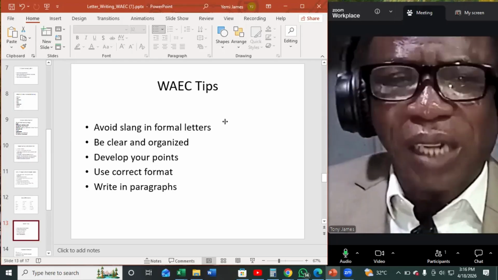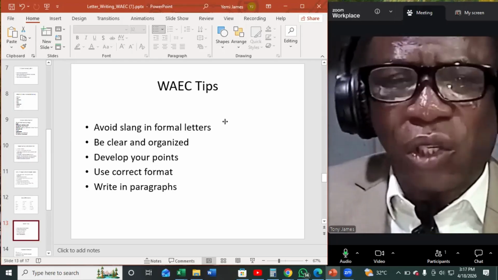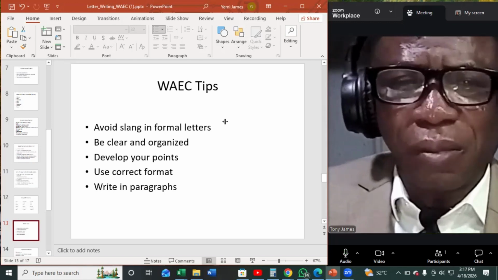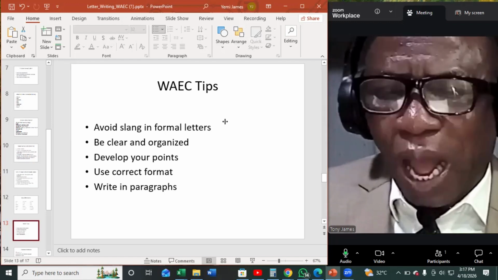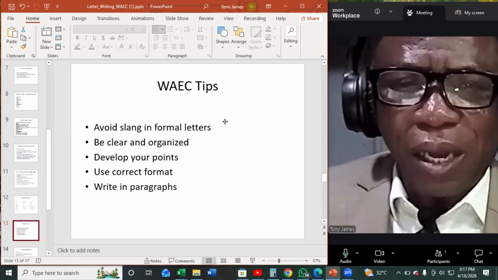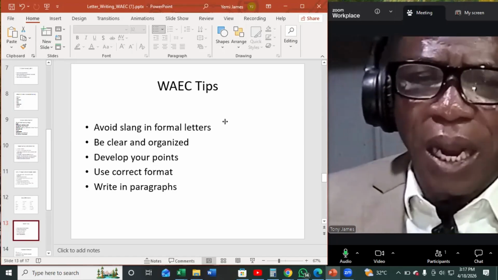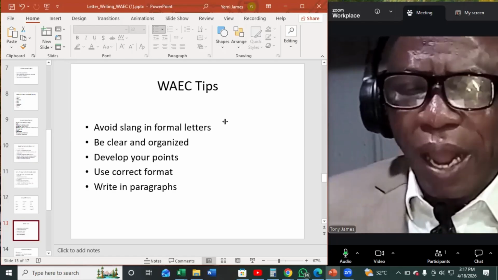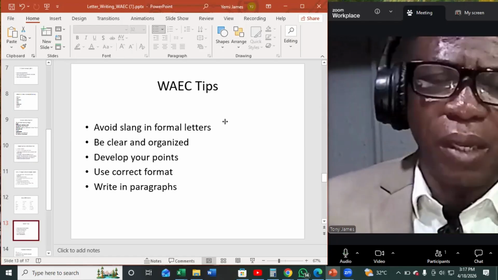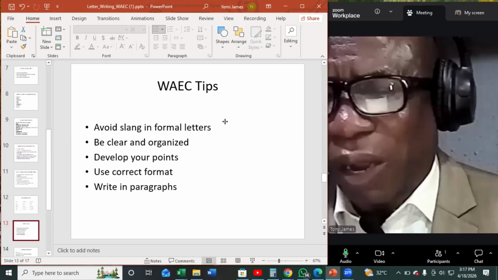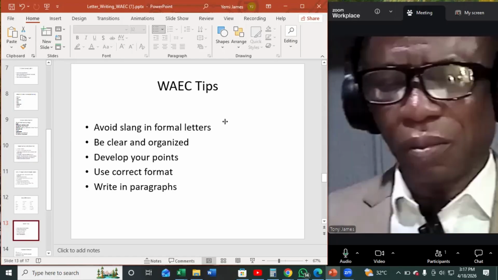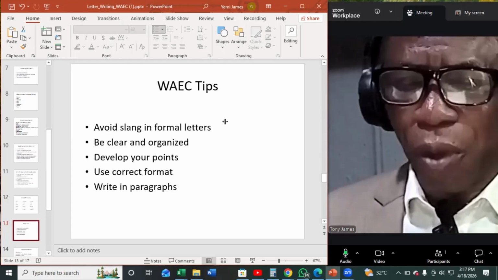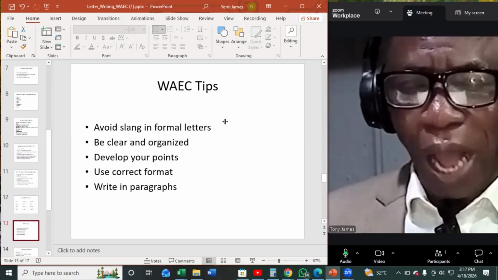You know what we call slangs. Slangs are non-English words that are used in a community. So don't use slangs when you are writing a formal letter. It could be allowed in an informal letter, but not in formal letters. Two, be clear and organized. Let your write-up be clear and organized. Very important. Then develop your point. As you write, develop your point and make sure you write in paragraph.